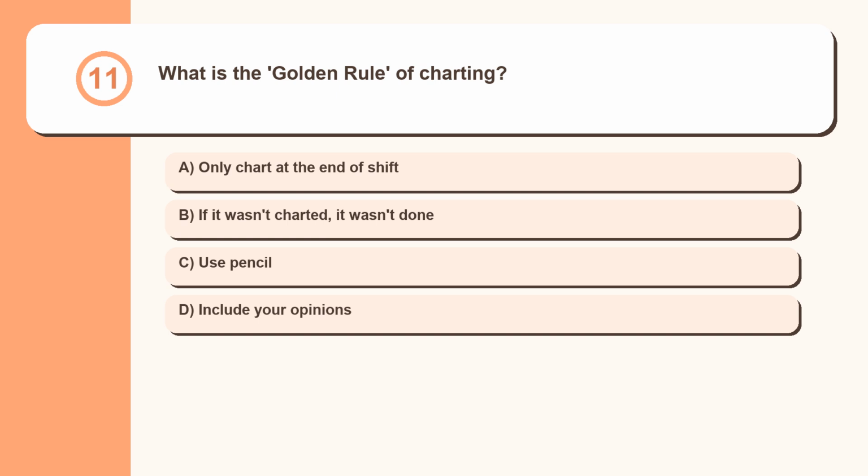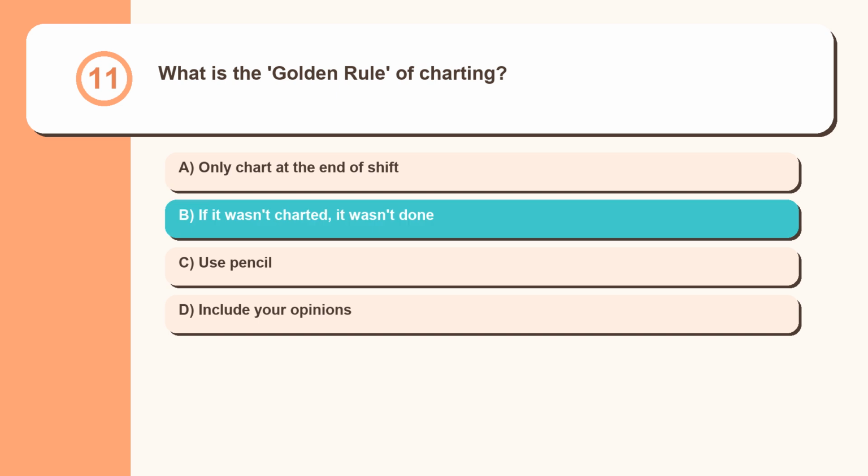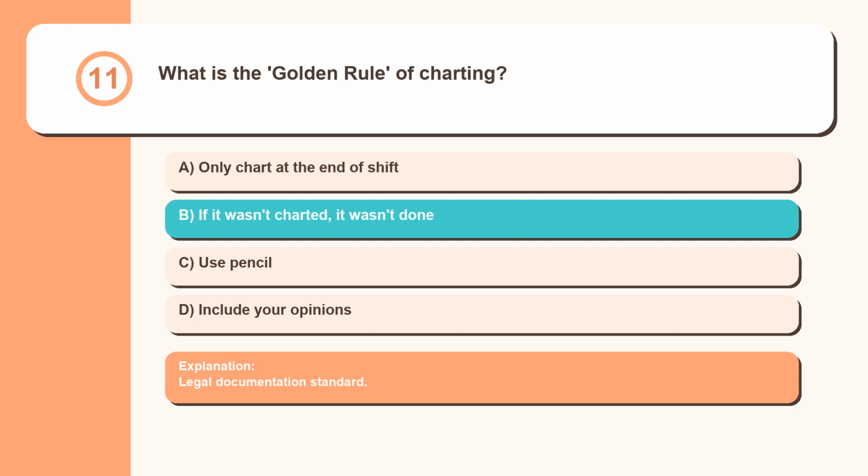Question 11. What is the golden rule of charting? Only chart at the end of shift. If it wasn't charted, it wasn't done. Use pencil. Include your opinions. Legal documentation standard.